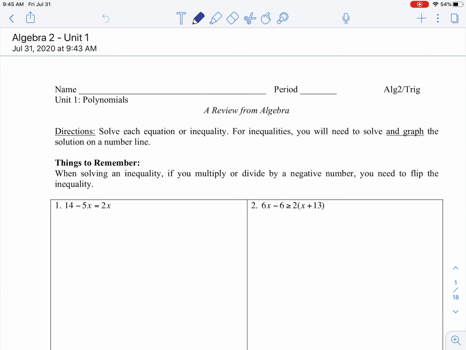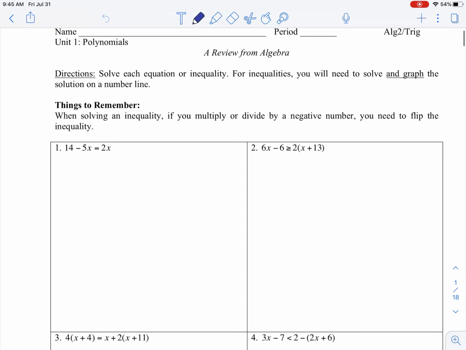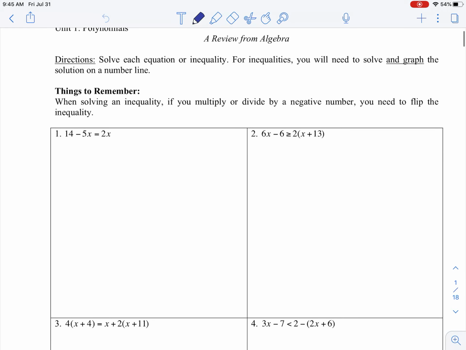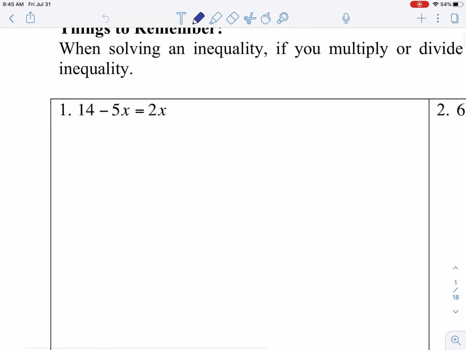Okay, so let's begin with a brief review of some things from algebra. Obviously, solving equations is definitely going to be a really important part of your math career as you go forward. So let's just start with a quick recap of solving an equation. Obviously, what you want to do is get all of your variables to one side.